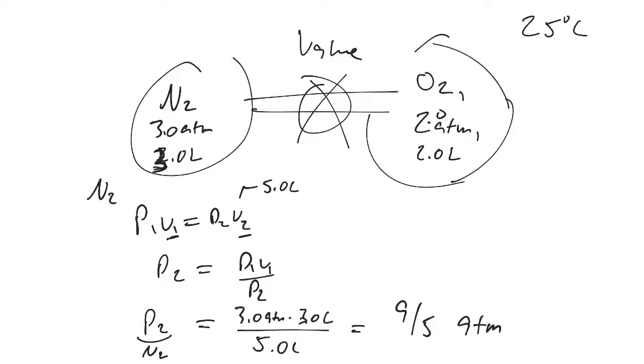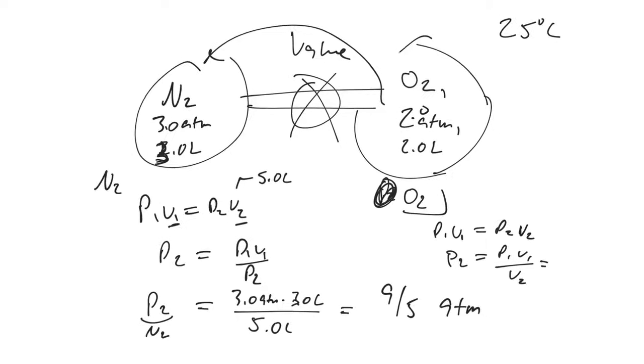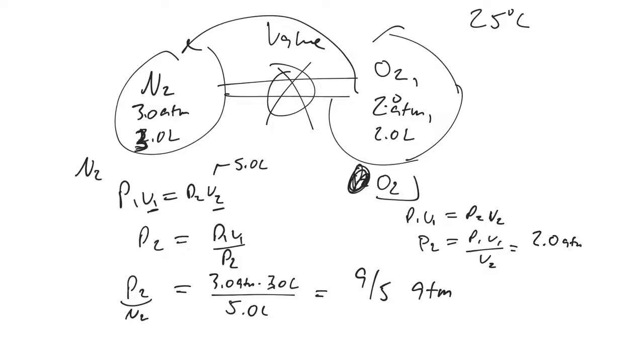What about oxygen? Well, oxygen is going to expand into the volume occupied initially by the N2. So the oxygen gas is going to expand on the other side of our container. So its P1 V1 will change into its P2 V2. Its P2 will be P1 V1 divided by the new V2. That would be 2 atm times 2 liters divided by 5 liters. So that would be 4 divided by 5 atm, which is 0.80 atm for oxygen.